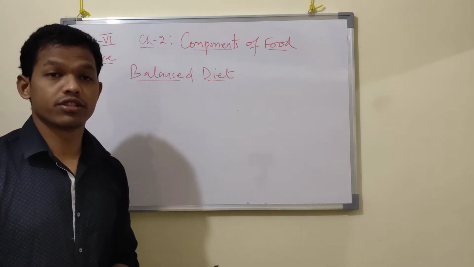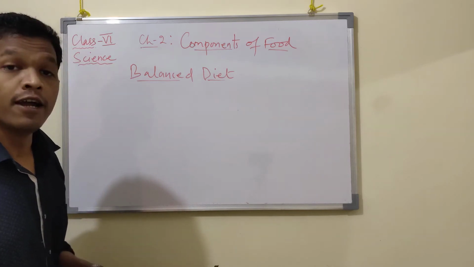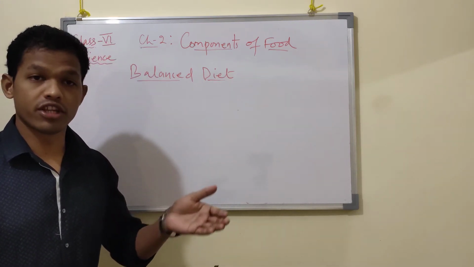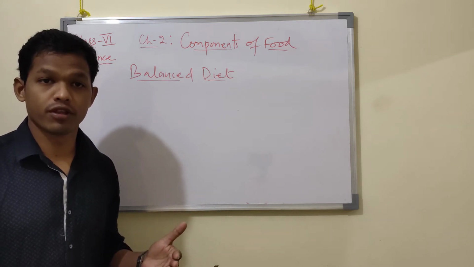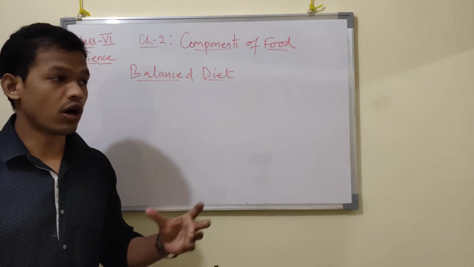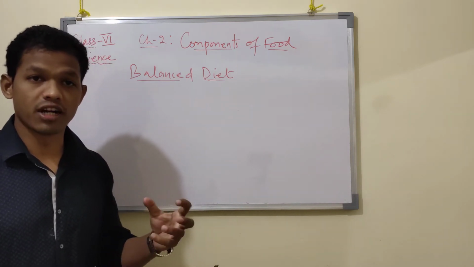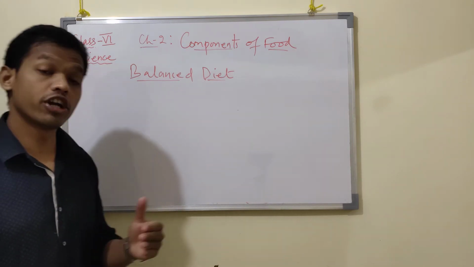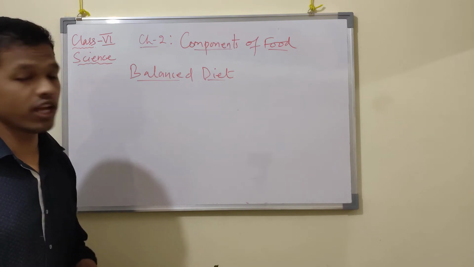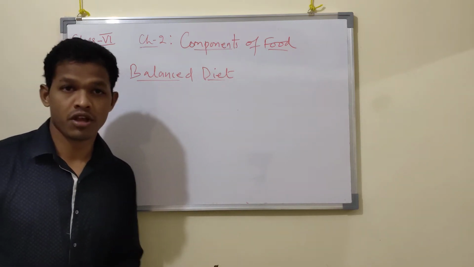Good morning students. Today's chapter is chapter 2, components of food. Already we have discussed different types of nutrients, what their uses are, what their role is in our body, how you obtain those nutrients, and how much amount of nutrients is contained in food materials. So today's lesson we will study balanced diet.